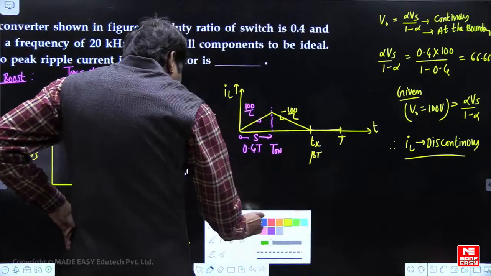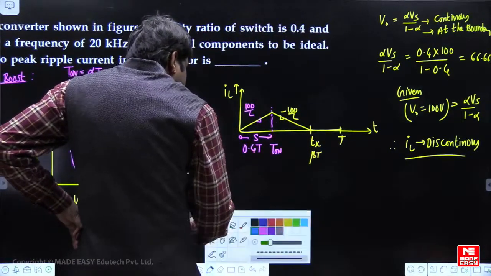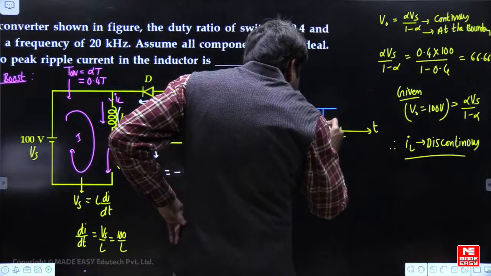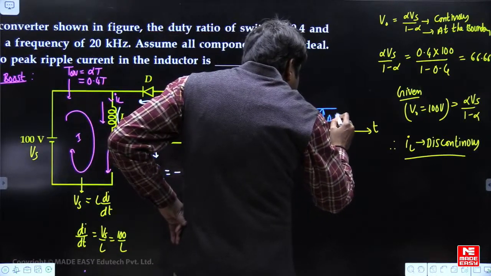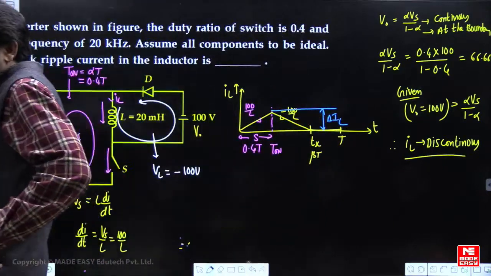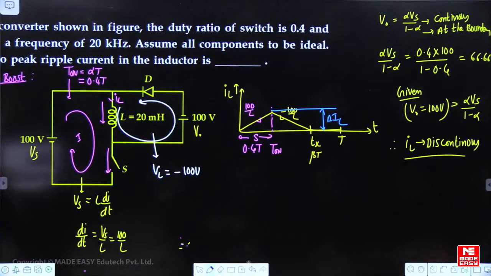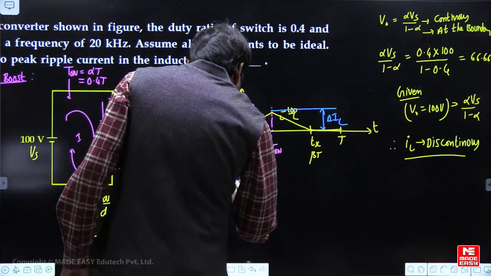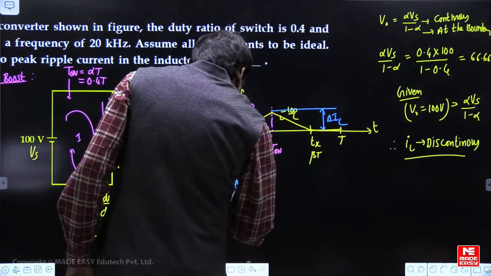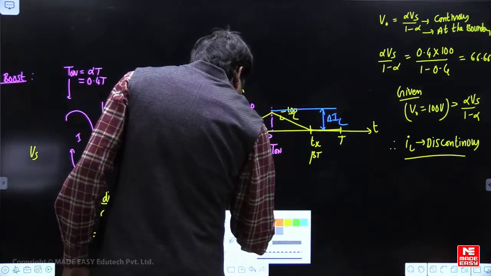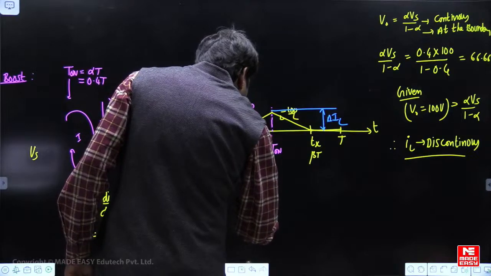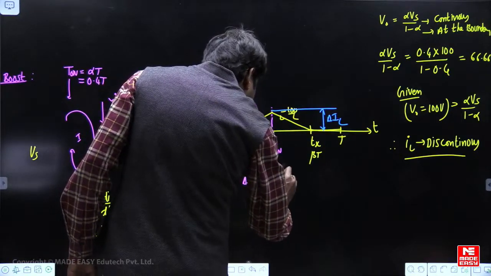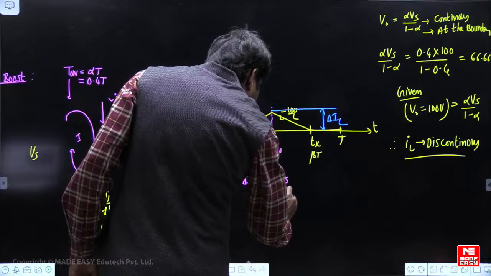So what we have to find out here? We have to calculate the ripple in the inductive current. How do you find out the peak to peak ripple in the inductive current, students? This is a buck boost converter. The ripple in the inductive current is alpha into Vs by F into L.